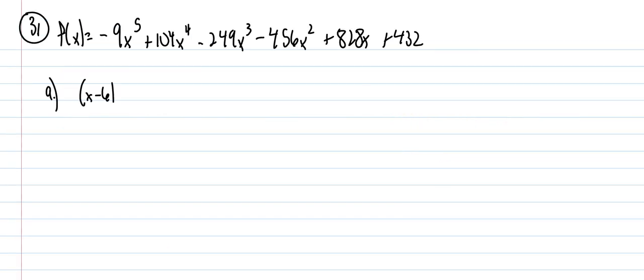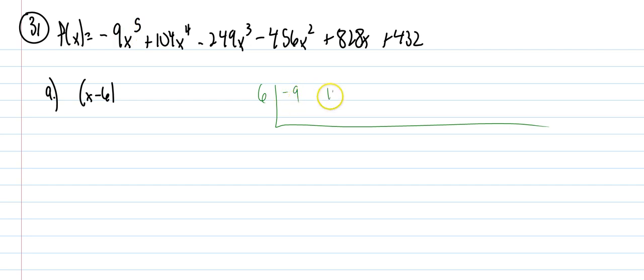which means I have a factor then of 2x plus 7. This is problem number 31 from page 825. And you're given this function, this quintic. And part A says, if x minus 6 is a factor, find the depressed polynomial. In other words, we are going to use that factor with synthetic division to reduce this from a quintic, x to the 5th, down to a quartic, which would be an x to the 4th.